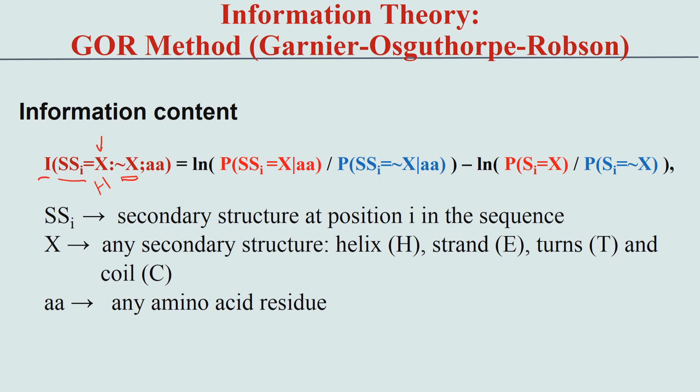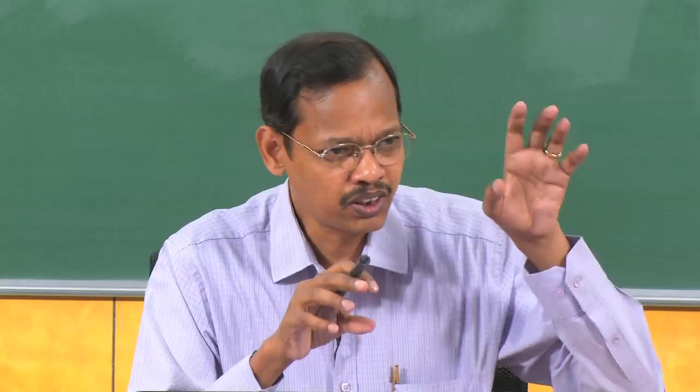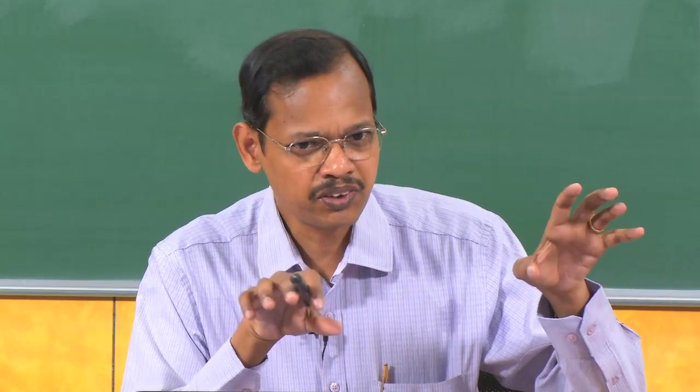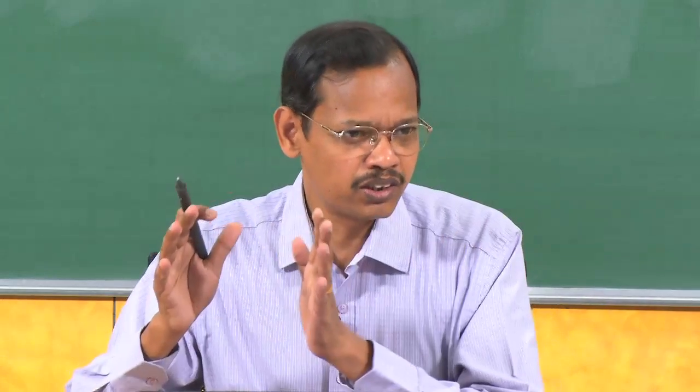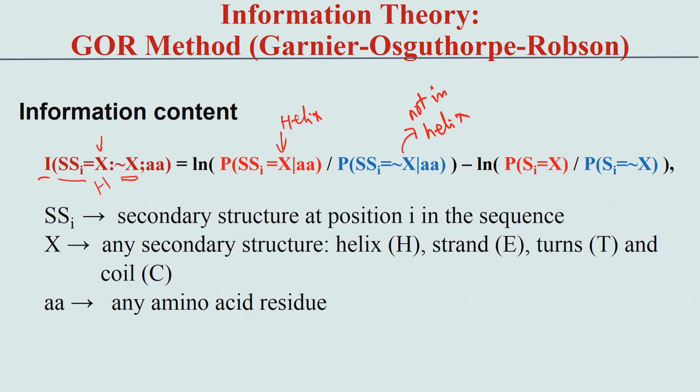They use this particular formula, that is the logarithm of the probability of a particular residue to be in helix, for example, if you take the helix, and the probability of the residue which is not in helix, minus, because this is considered only for that particular residue. Now, like Chou and Fasman, we have to normalize with the whole protein. In this case, for the whole protein they take the residues in helix and the residues which are not in helix.